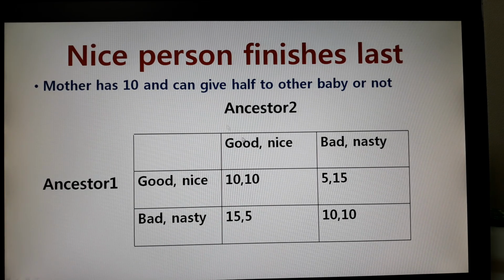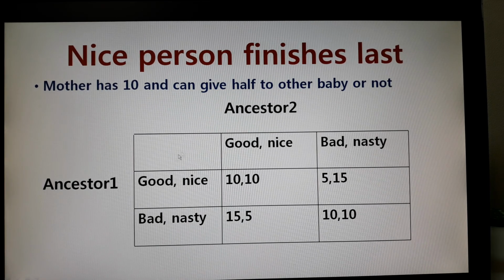What if they are bad? Ancestor two will keep the 10 to himself, and give nothing to ancestor one. Ancestor one has nothing to give ancestor two. That's it.